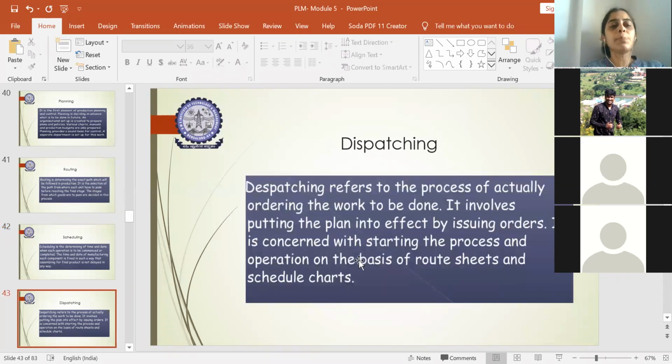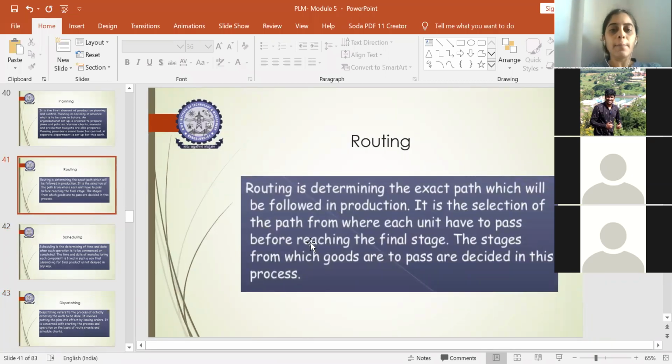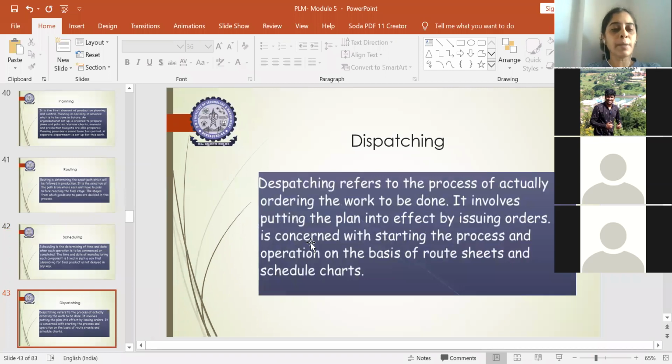So next, how you dispatch the products. Dispatching refers to the process of actually ordering the work to be done. It involves putting the plan into effect by issuing the orders. So it is concerned with starting the process and operation on the basis of the route sheets and schedule charts. Once you follow the initial planning, routing, and scheduling, finally the product is in hand. That product in hand will be dispatched successfully if you follow the previous operations. Okay, so that is nothing but dispatching the part.